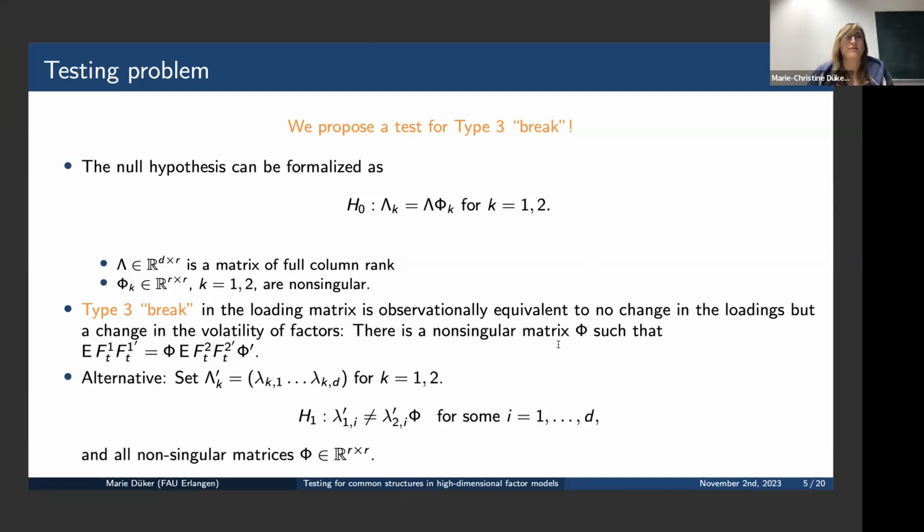And the alternative is that we have that a non-negligible portion of the cross sections have linearly independent loadings. So there's some kind of relationship that those are unequal. So basically this hypothesis is not satisfied.